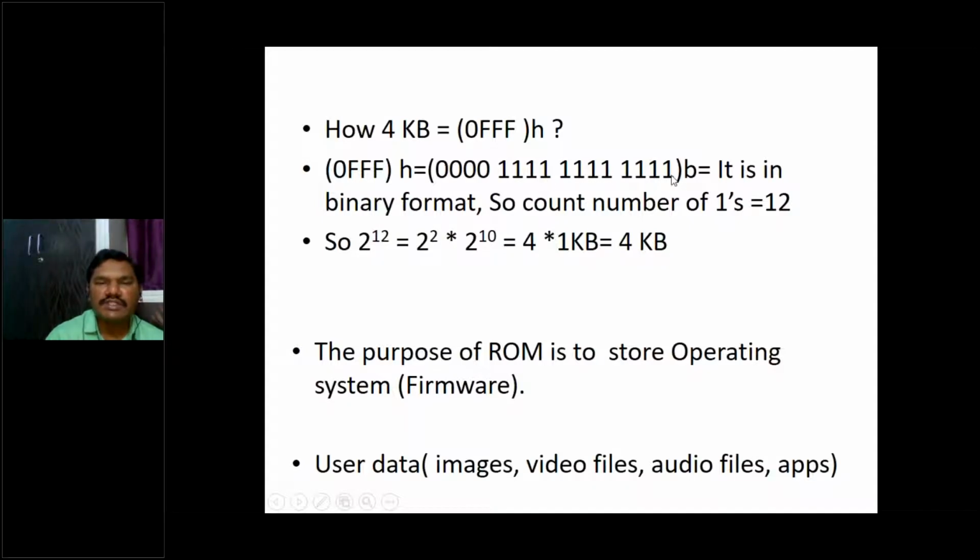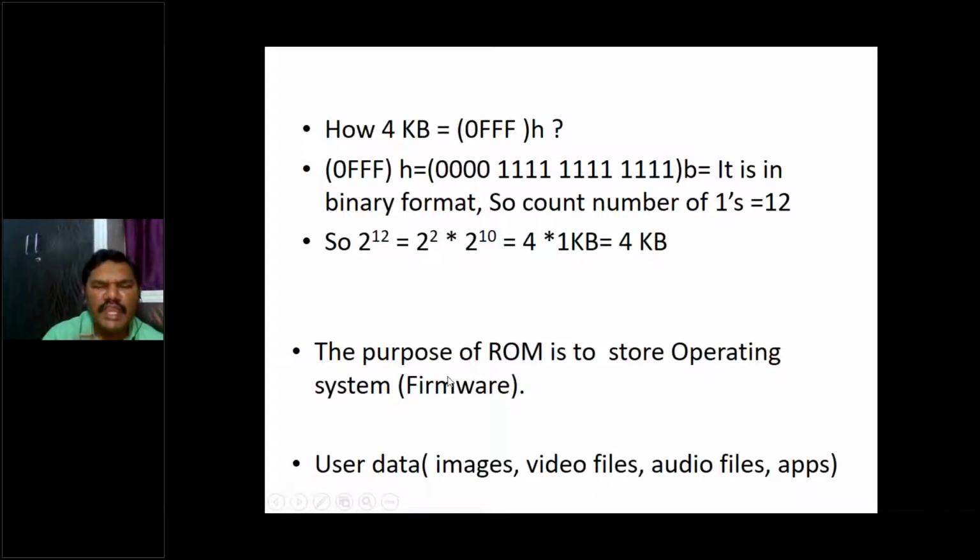If you write it like this, it is a binary format. So count the number of ones. How many ones are there? 4, 4, 4, which means 12 ones are there. So 2 power 12 means 2 power 2 into 2 power 10. 2 power 2 is 4, and 2 power 10 is 1 KB, so it is equal to 4 KB.